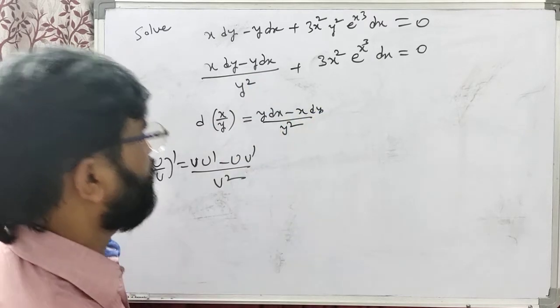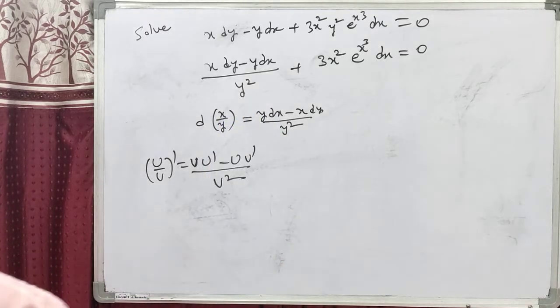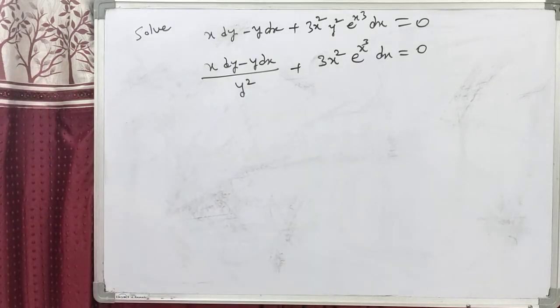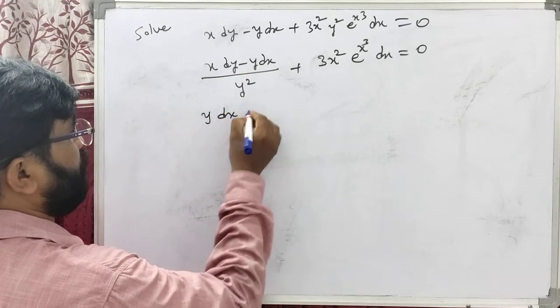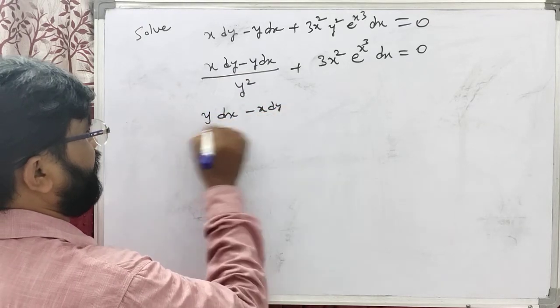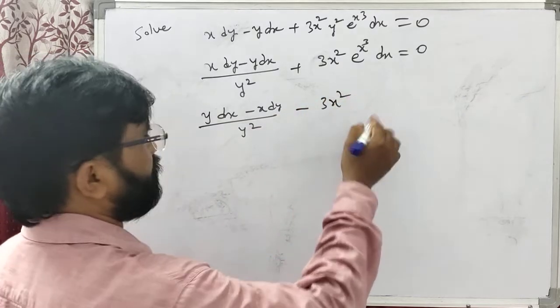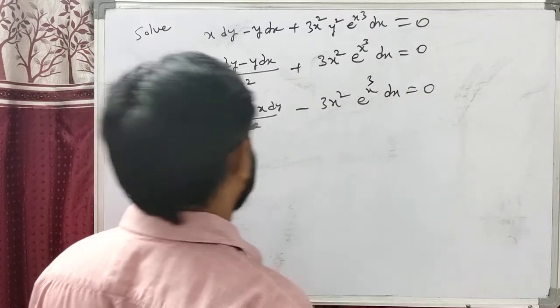But the first term here is y dx, y into dx, which is not there in the first term. How to write it, students? Now we multiply with minus. Now when you multiply with minus, it is y dx minus x dy by y square, minus 3x square e power x cube dx equal to 0.